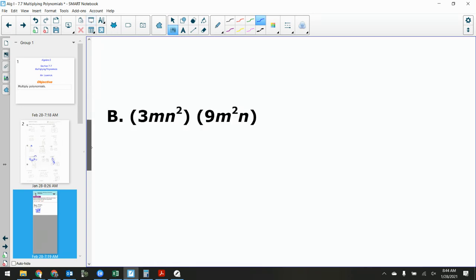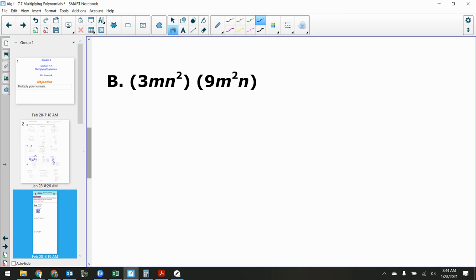Take a look here. These are two monomials again, right? Not changing anything here. Two monomials multiplied together. So that just means that I can multiply the numbers together. Well, what's 3 times 9, folks? 27.